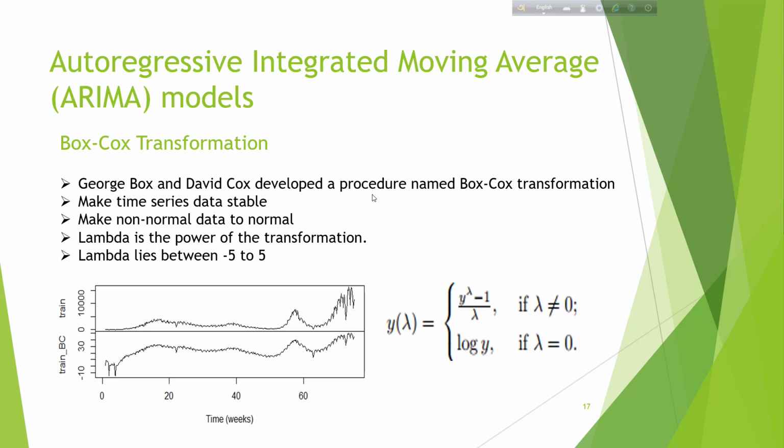The motivation of Box-Cox transformation is that it makes the time series stable. What is stable? In our previous tutorial, we know that if our data is non-stationary, if the mean and variance is not constant over time, if it changes, then we consider the series is non-stationary and it's unstable. So what does Box-Cox transformation do? The Box-Cox transformation makes the time series data stable and the non-normal data normal.